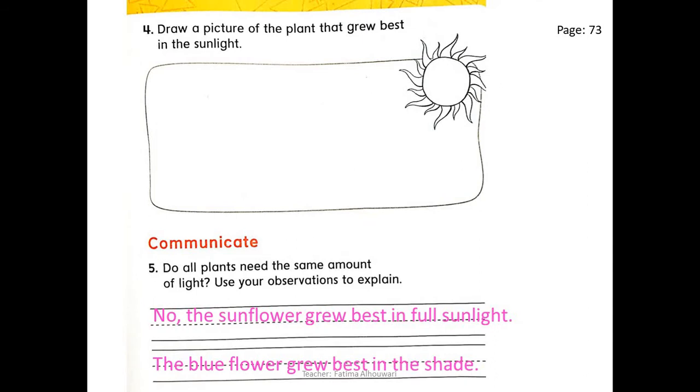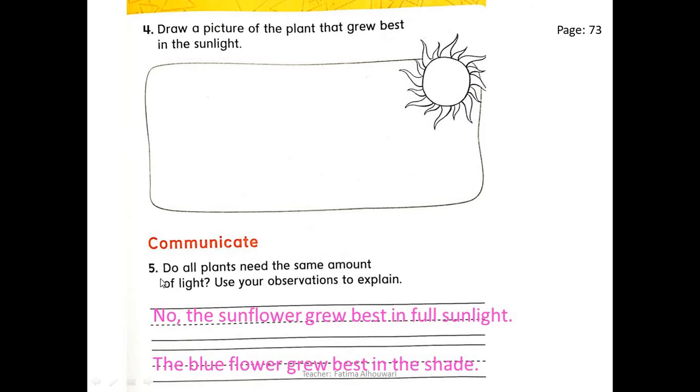Let's see the next page. Now it's time to draw. On this page, grade 1, please draw a picture of the plant that grew best in the sunlight, which is the sunflower. Excellent, grade 1. So please draw a picture of the sunflower. We have a sun here. Don't forget to color this beautiful sun.